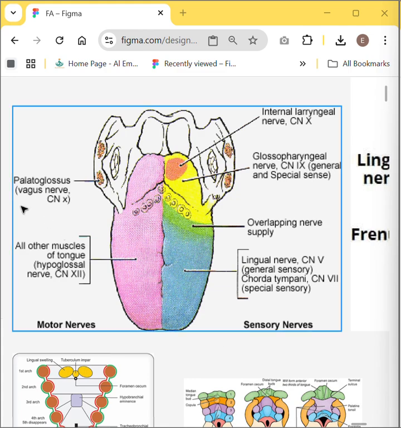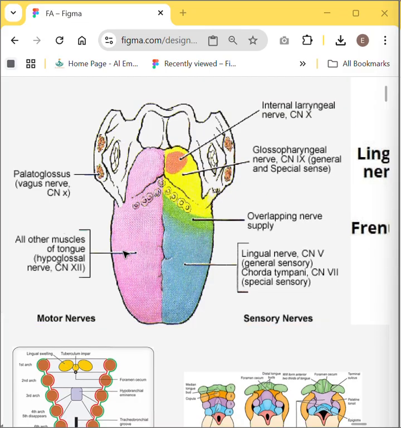Now, this palatoglossus, which is innervated by the vagus nerve 10, is an exception because it's not innervated by the hypoglossal nerve like all the other muscles of the tongue. This muscle elevates the posterior tongue during swallowing. So that's your innervation of the tongue.